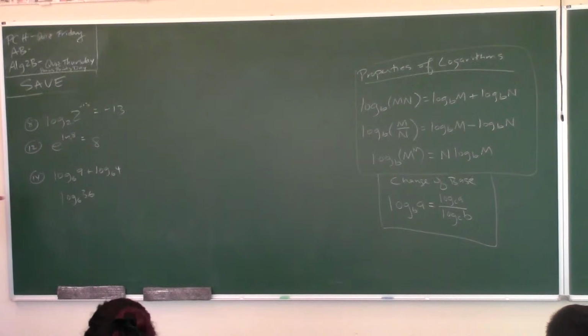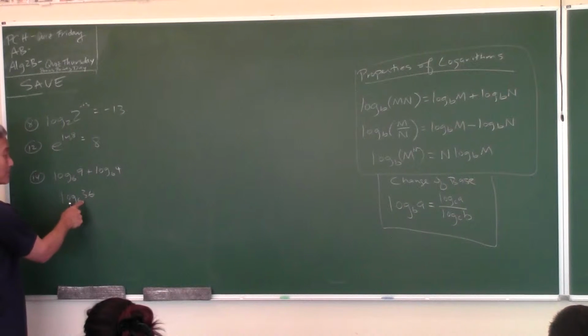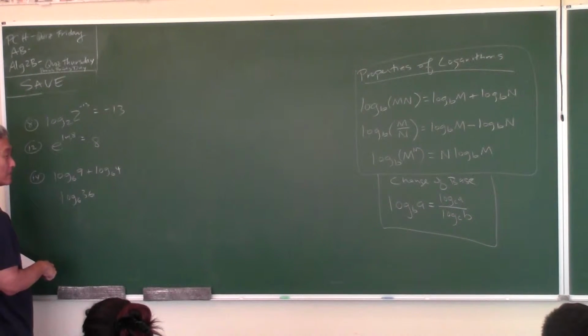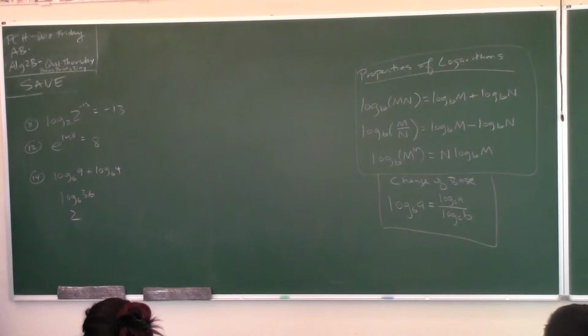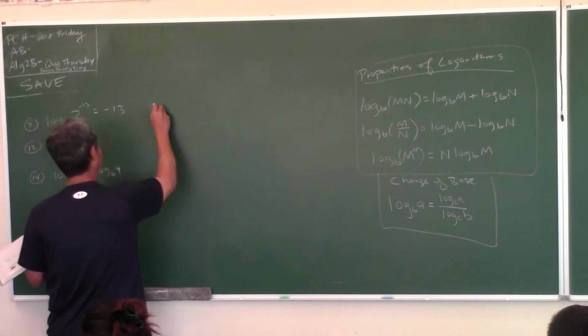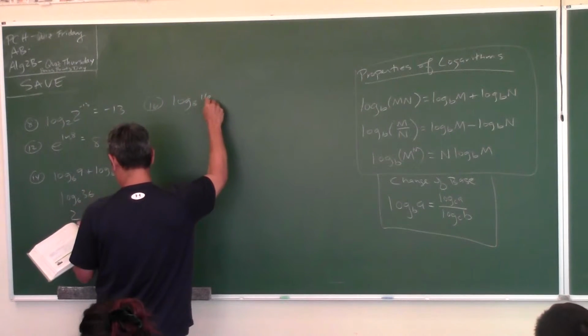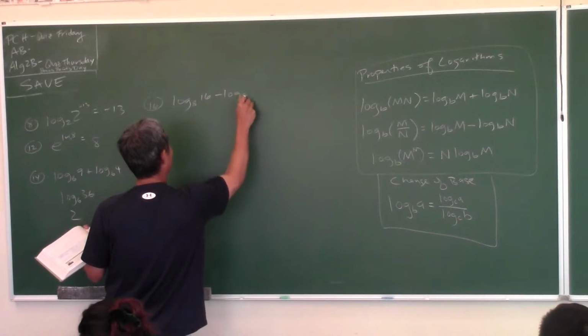And that's enough. This is like today's quiz right there. I think we can do this in your head. What does this mean? This means 6 to the what power equals 36? 2. There you go. So on the next quiz, that's exactly the kind of problem we put on the quiz. You have to be able to use those properties. Okay, and then let's do something where you have to divide. Let's do number 16 then. Log base 8 of 16 minus log base 8 of 2.